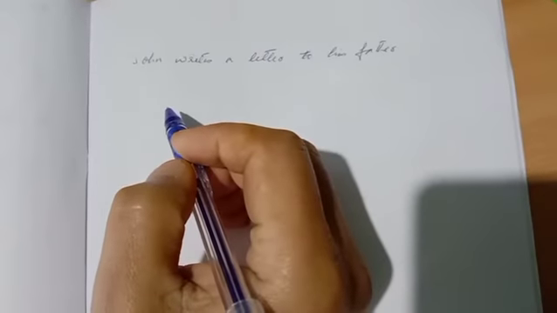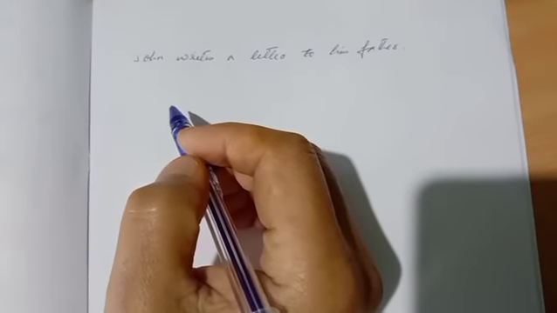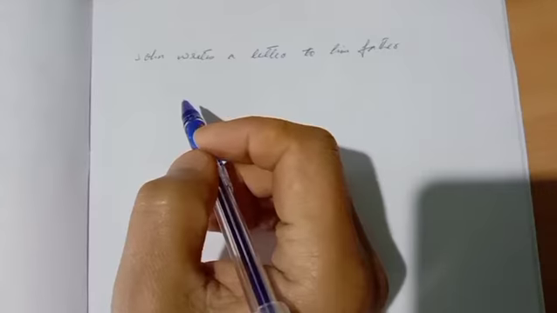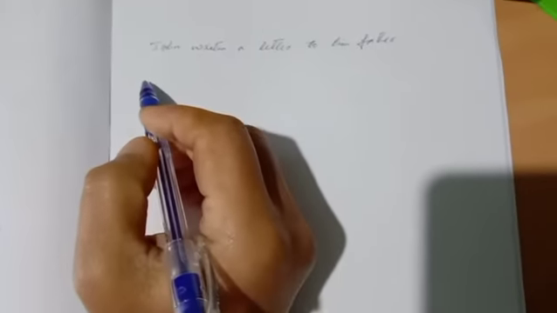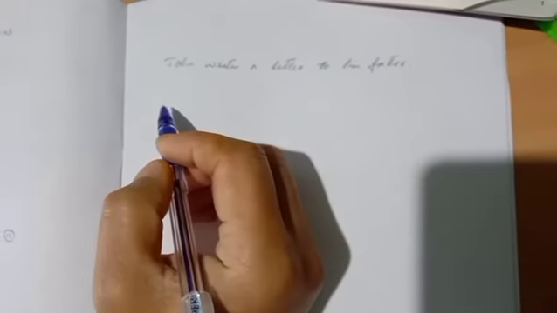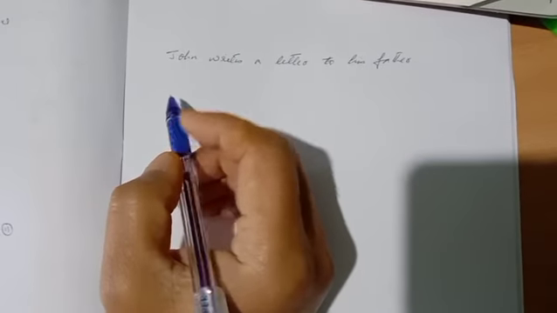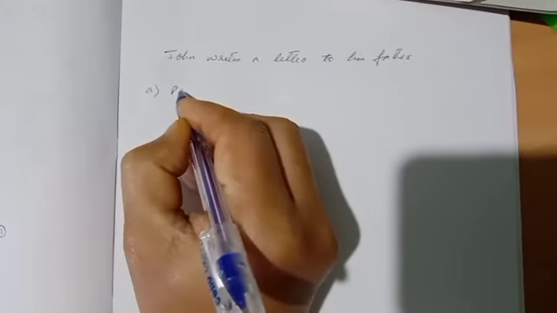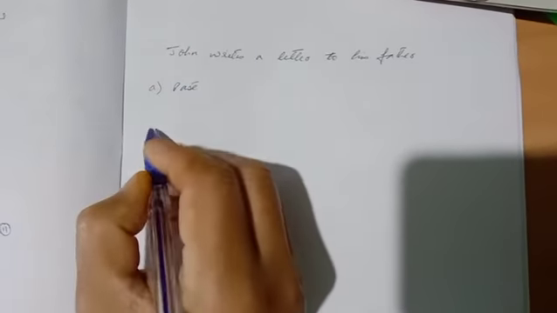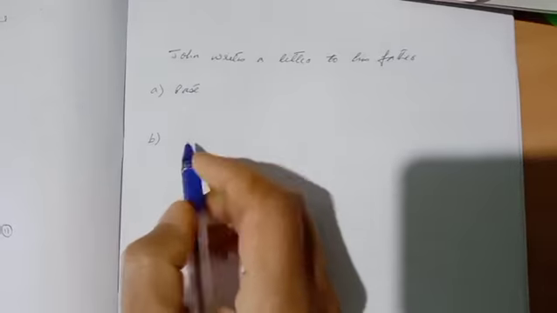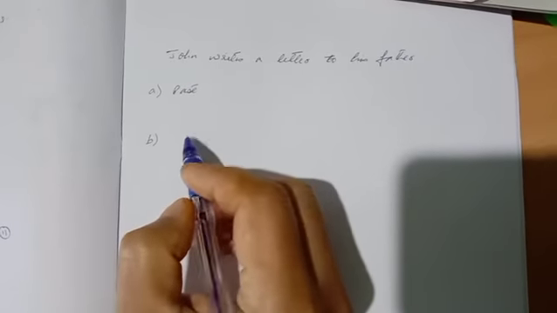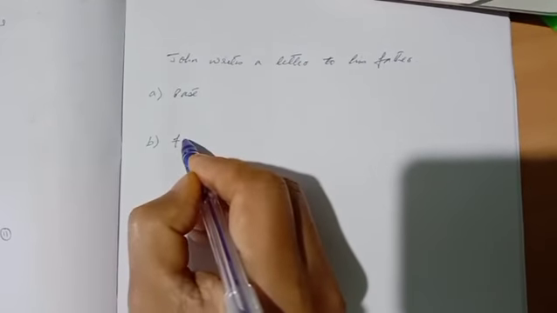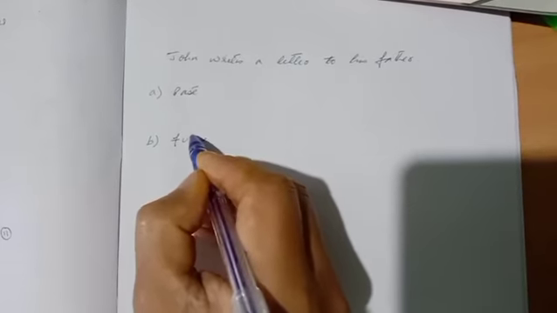Today we are going to study John writes a letter to his father. This is about tenses. So the first one comes with the example, John writes a letter to his father. We are going to change this into number one, past tense. Then comes future perfect continuous tense. We're going to do it in random, not in the sequence.